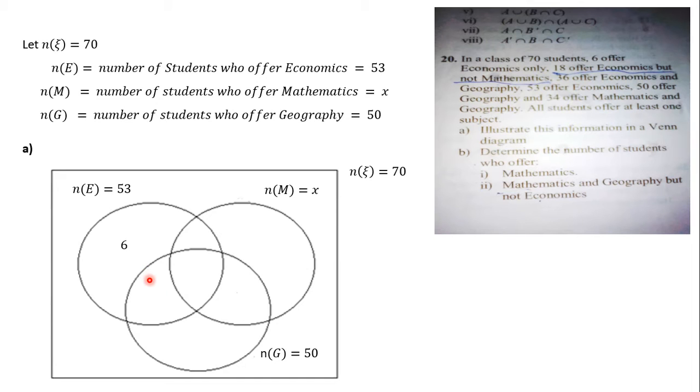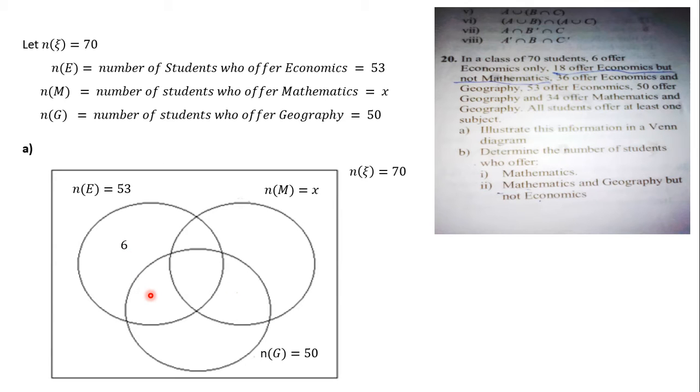Good, it will be 12. Because I will now take the 6 from the 18, so that I will obey the statement 18 offer economics but not mathematics. So it doesn't mean the 6 will be thrown away. No, the 6 will be used to get this part, so that we have 18 offer economics.